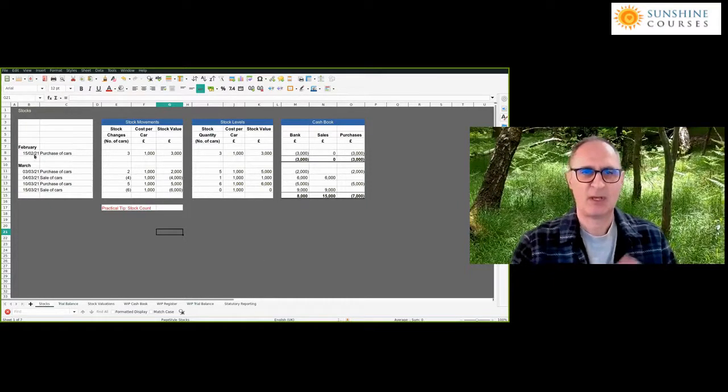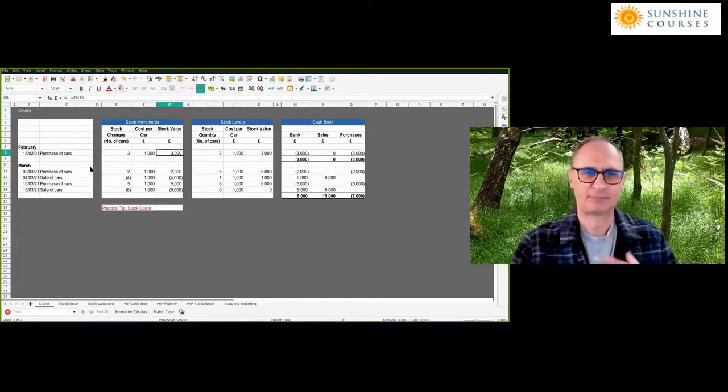In this particular example, this block here describes the transactions we've carried out. In this case, we're just dealing with February and March. So we bought some cars in February. On the 15th of February, we bought 3 cars, and each car cost us £1,000. So the value of those 3 cars is £3,000. And as at the end of February, we still haven't sold those cars. They're sitting on the forecourt.